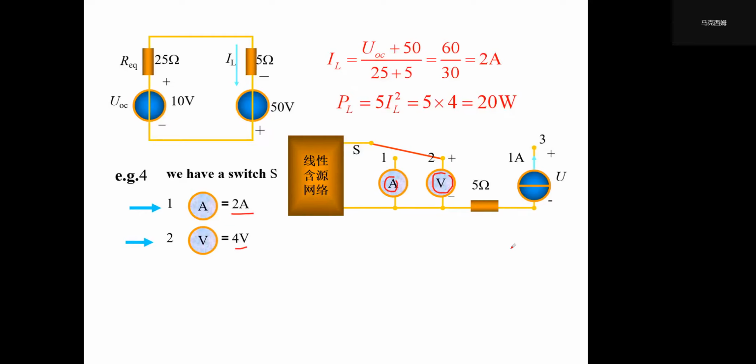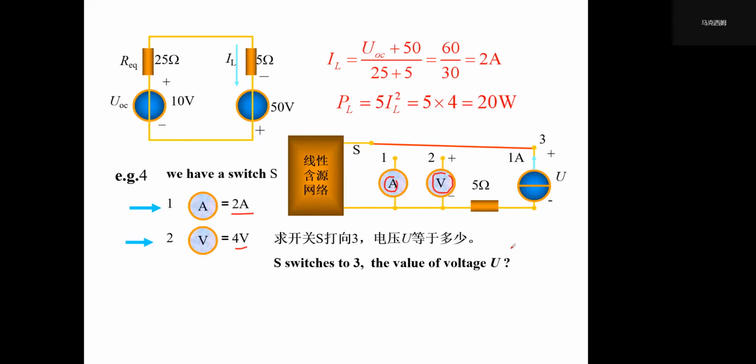Now we would like to know, when we switch this to port 3, what will this voltage U be? We would like to know the value of this voltage U.